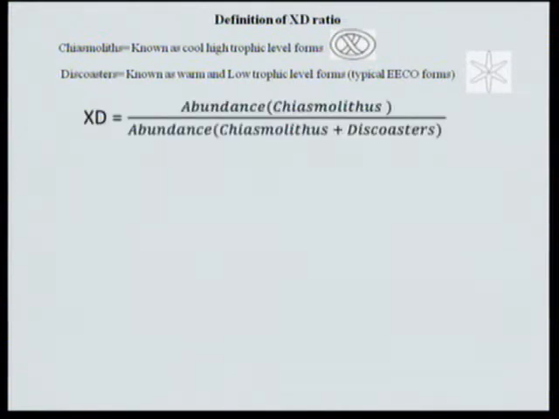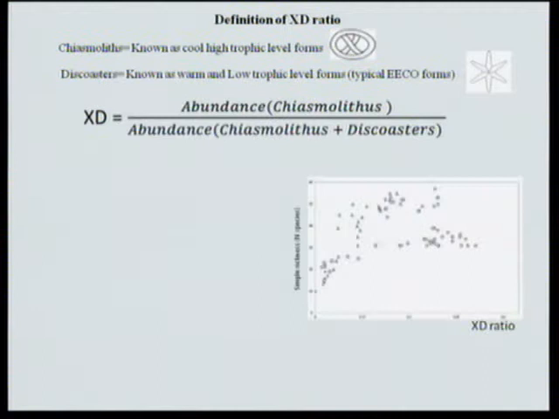We go a bit further and we define what I call the XD ratio. The XD ratio is the ratio between the Chiasmolithus and this cluster, because Chiasmolithus are known as cool, high trophic level forms, and these clusters are known by literature as warm and low trophic level forms. So if we use this ratio, the abundance of Chiasmolithus divided by the abundance of both Chiasmolithus and these clusters, we can learn something about what is happening to the population.